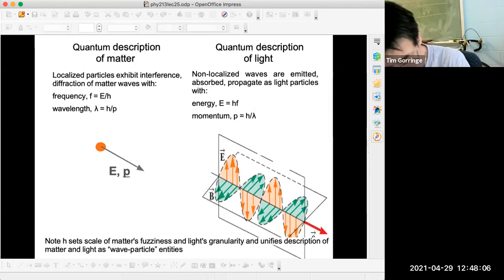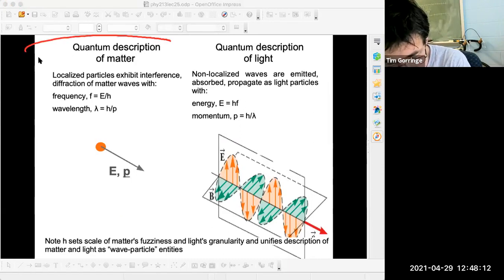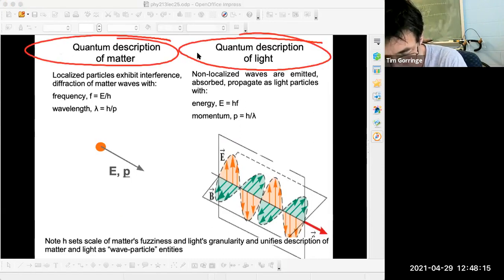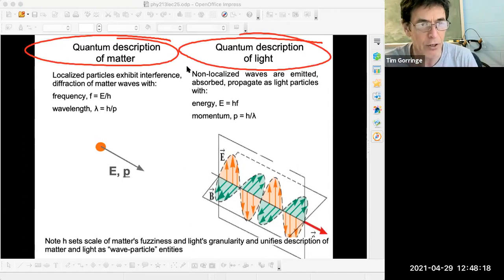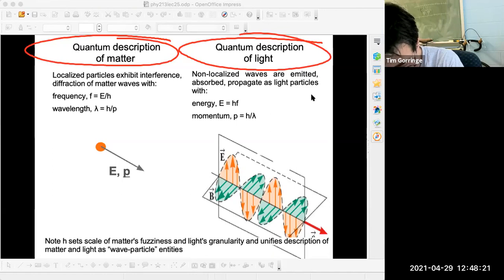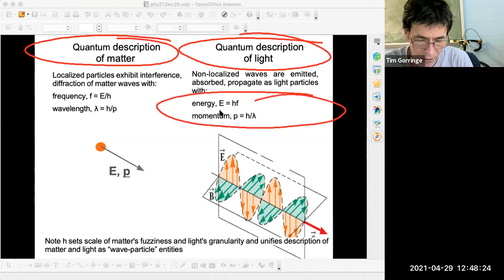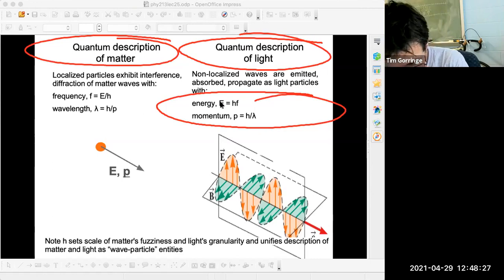Okay, so I've added to this slide now where we've got the quantum description of matter on the left and the quantum description of light on the right. I've added some equations. So over here on the right are the ones that we met in the last class. This pair of equations is the relation between the wave-like properties of light, so frequency and wavelength, and the particle-like properties of the photons, so the energy and the momentum of the photons. And as you see, they're related through Planck's constant.